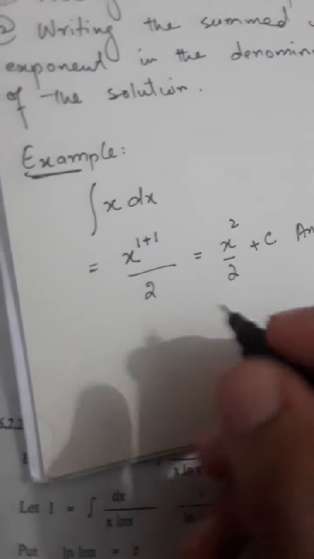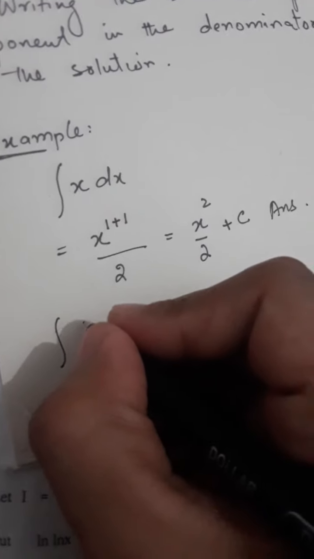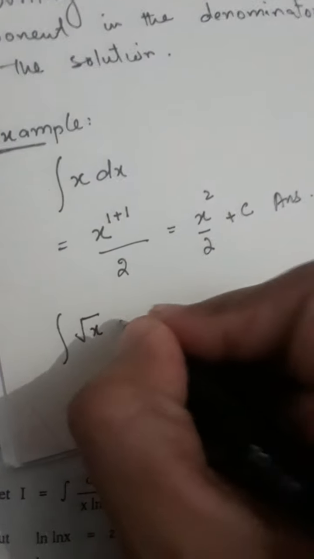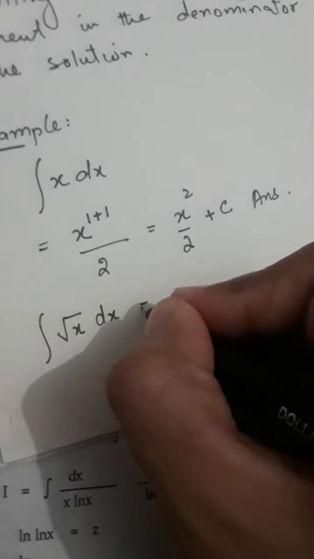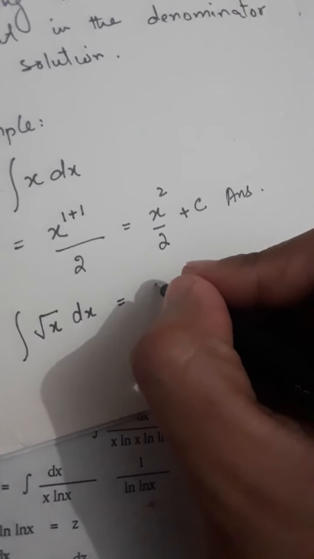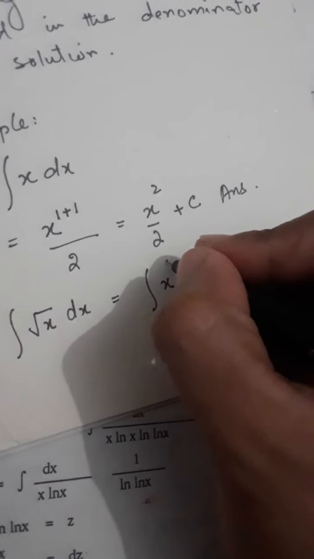Let's take another example: the integral of the square root of x. We do the same thing. Let's write it as such. The power of x is 1 by 2 here.